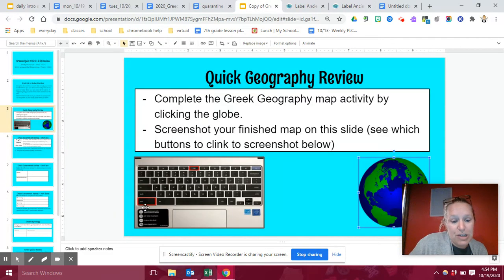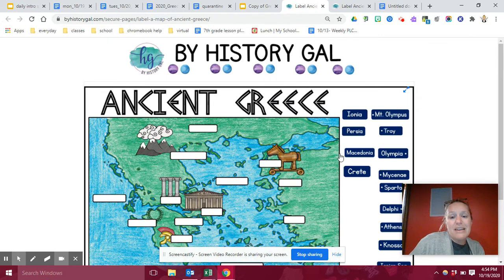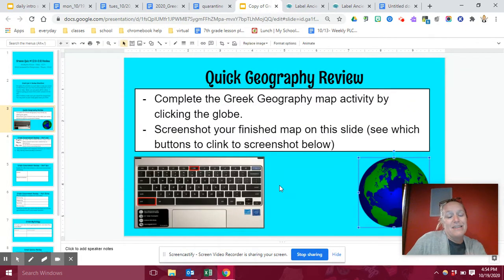Remember, to screenshot you hit the control and the rectangle with the 3 lines on the right, up at the top of your keyboard. So you're going to screenshot that, copy it, and paste it onto the slide.